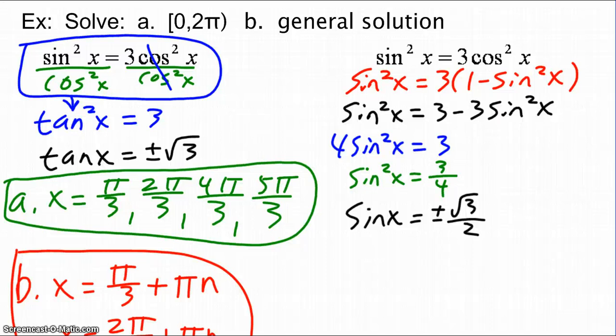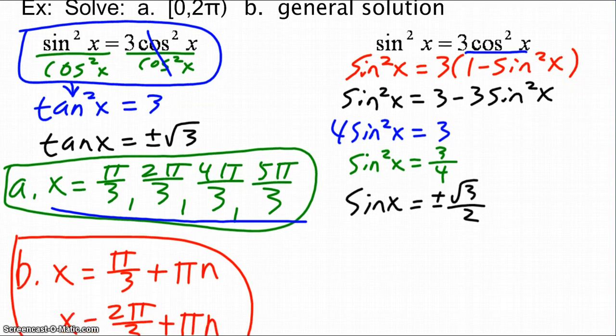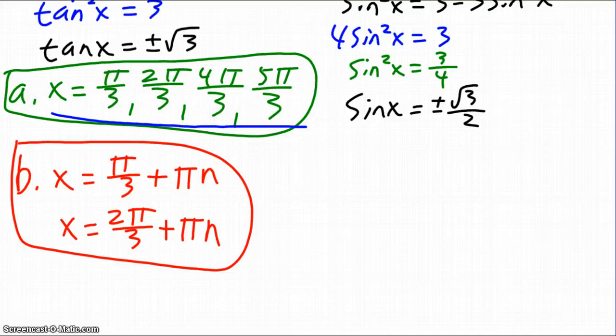Over here on the right, what I chose to do was substitute for cosine squared of x. I could have also substituted for the sine squared of x. I just chose cosine squared just for the example. Cosine squared is 1 minus sine squared of x. Distribute the 3, I get 3 minus 3 sine squared of x. Add 3 sine squared of x to both sides, I get 4 sine squared of x equals 3. Divide by 4, sine squared of x equals 3/4. Take the square root, sine of x equals plus or minus root 3 over 2. Where does sine equal plus or minus root 3 over 2? It's the same answers, pi thirds, 2 pi thirds, 4 pi thirds, and 5 pi thirds. Then our general solution, x equals pi thirds plus pi n, and x equals 2 pi thirds plus pi n.